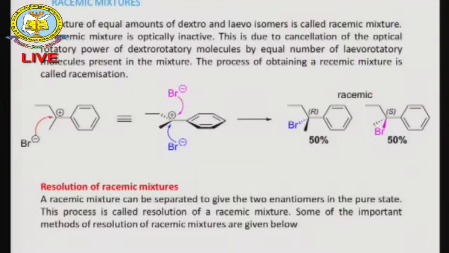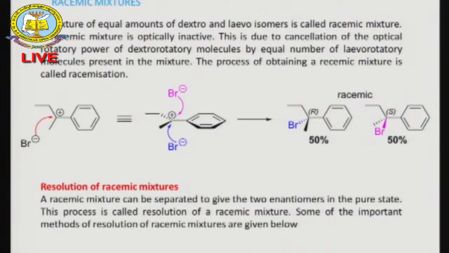In this particular example we can explain that. The phenyl derivative, where the bromine is attacking from the front side, because the phenyl butyl carbocation is a planar one. Being planar, it has equal probability of being attacked by the bromine ion from any direction. So we get the two isomers with 50% of each one, and the optical rotation cancels each other. So we call this the racemic mixture.